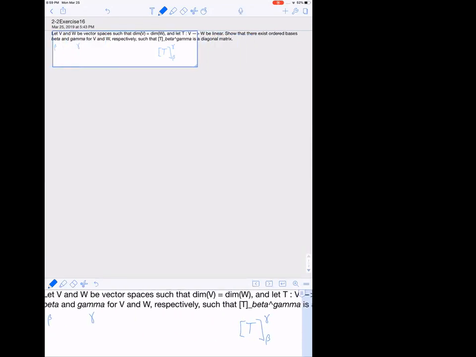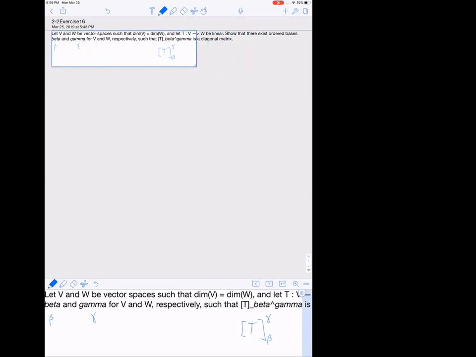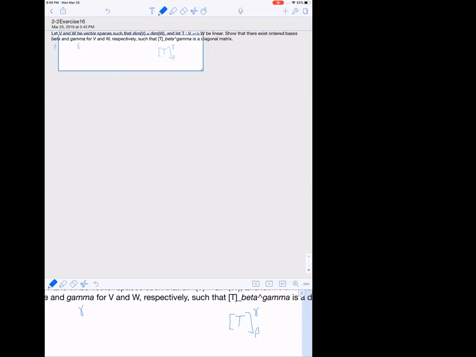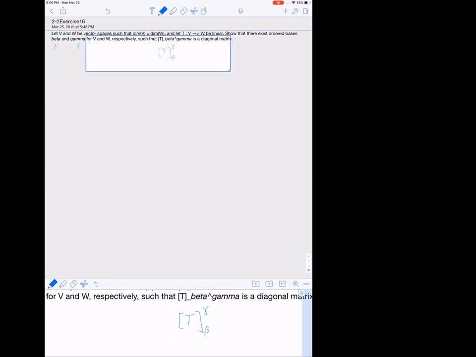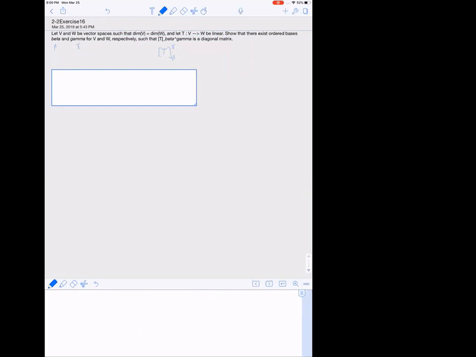So we've got these two vector spaces that have the same dimension. We've got some arbitrary linear transformation. We don't necessarily know anything about it other than it is a linear transformation. And with only that information, we're going to be able to choose a basis beta for V and choose a basis gamma for W that forces this matrix to be diagonal. So here's how we're going to start.